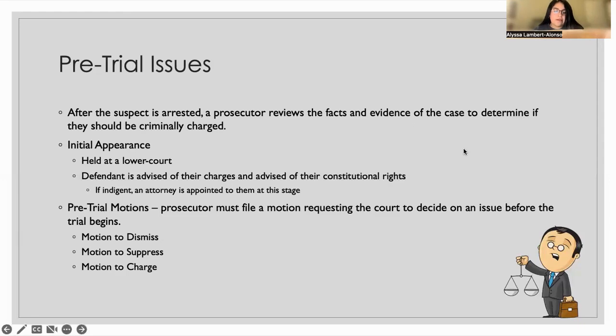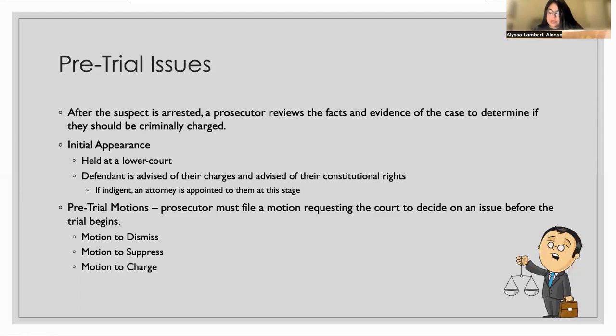The following list I have here are the types of motions. The first one is motion to dismiss. This is an attempt to get the judge to dismiss a charge or the case. This may be done if there is not enough evidence or if the alleged facts do not amount to a crime. The next one is motion to suppress.